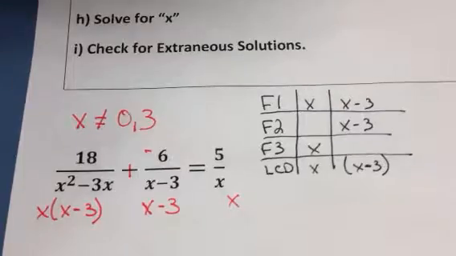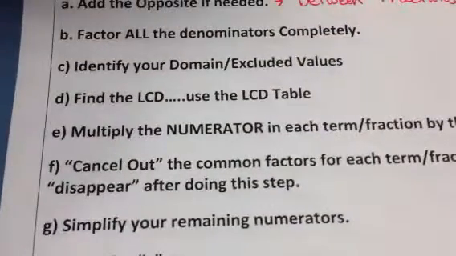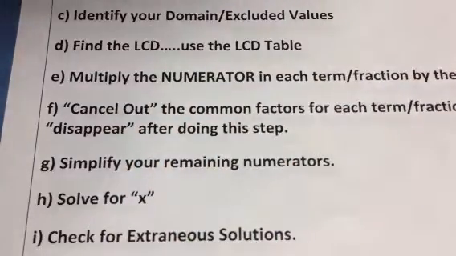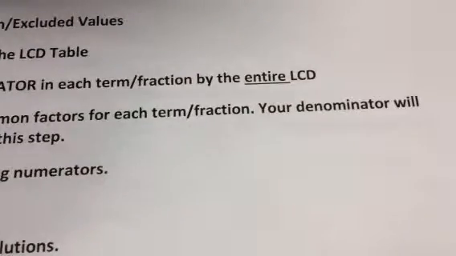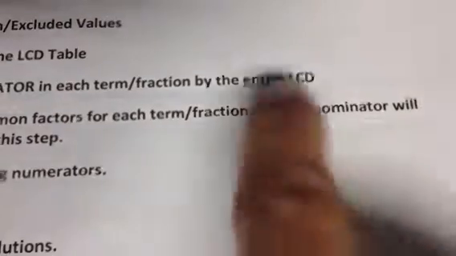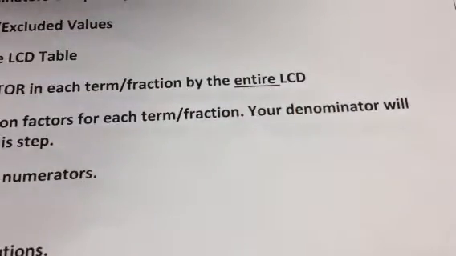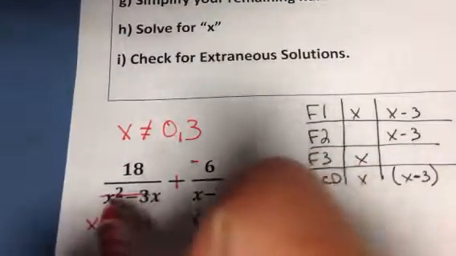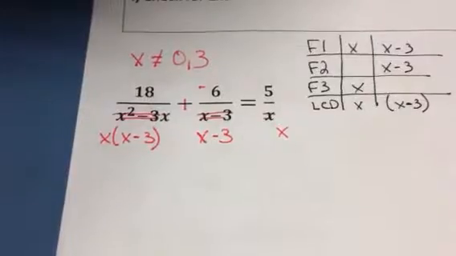So now that we have our least common denominator, this is the difference between adding and subtracting. Normally we would just multiply by the term we need to make the least common denominator. Now what we're going to do is multiply the entire numerator in each term by the entire least common denominator. So this entire least common denominator is the change. I don't need the unfactored versions anymore.